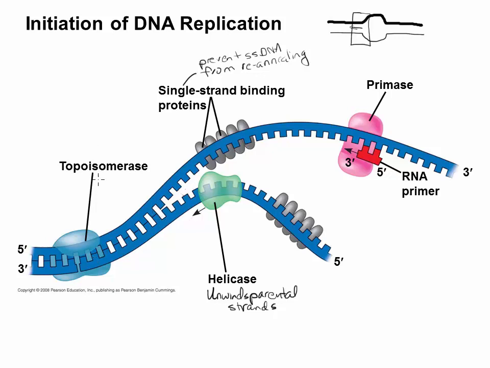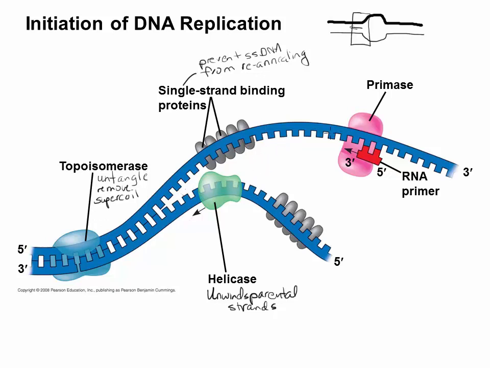So topoisomerases in general untangle and remove supercoils so that the helicase can get in there and separate those two strands, right? And there's a whole set of proteins that do that. Okay, so we've separated the two parental strands. We've dealt with some of the stress and torsion supercoiling that's going to happen ahead of that. We've prevented the two strands from reannealing.